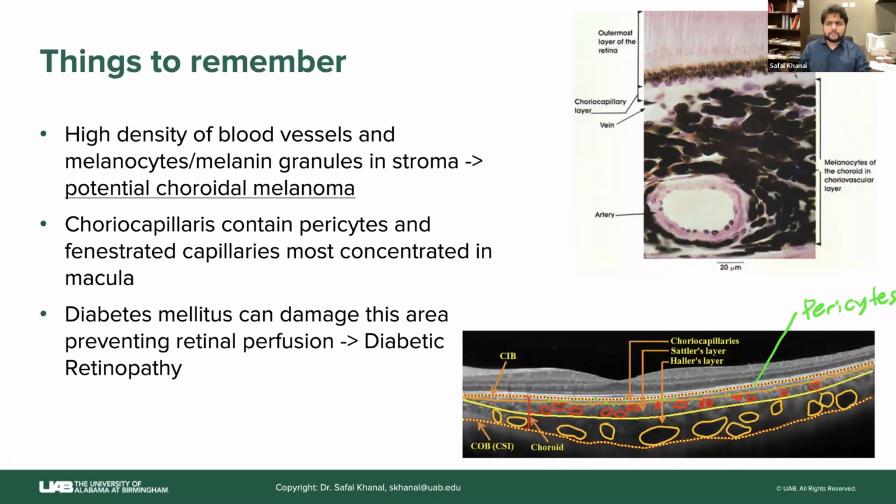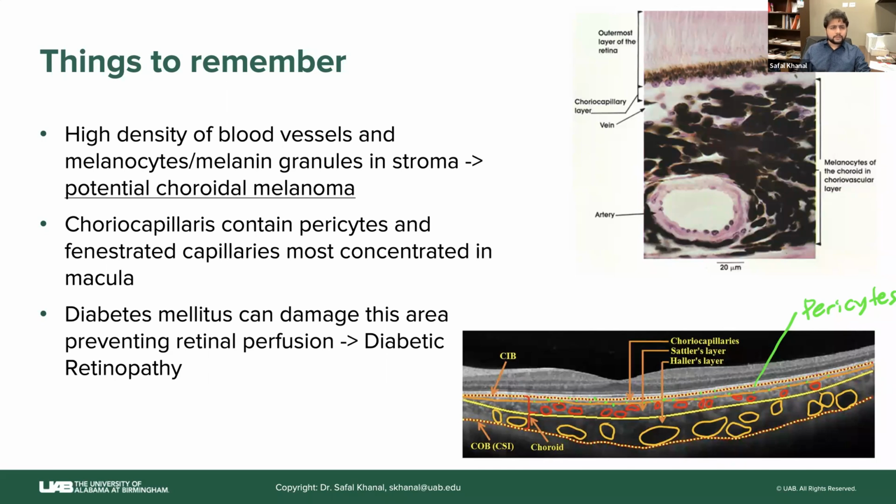Some points to remember for the choroid is that sometimes there can be a large number of blood vessels and melanocytes, melanin granules, in the stroma of the choroid. And this is a condition where you need to be looking out for potential choroidal melanoma due to the increased accumulation of melanocytes in the choroid.